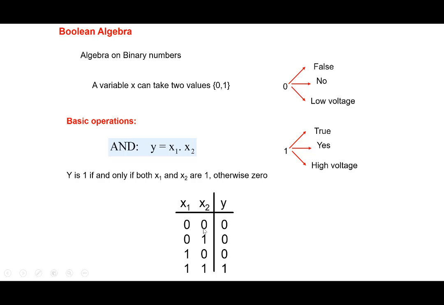When x1 and x2 are 0, 0, y is 0. When they are 0, 1, again y is 0. According to the definition of AND, when they are 1, 0, again y is 0. Only when both x1 and x2 are 1 is y 1. So y is true only when x1 is true and x2 is true. A table like that is what we call a truth table. The y depends on two variables here, x1 and x2. Each can take the value 0 or 1, so together they can take four values: 0 0, 0 1, 1 0, 1 1. This is the truth table, the relationship between y and the two variables x1 and x2.